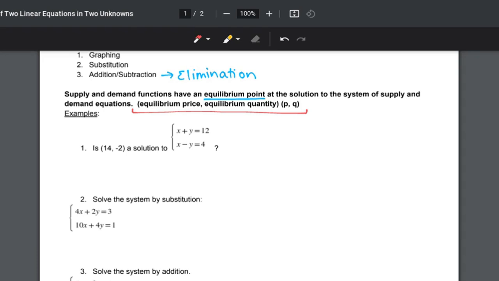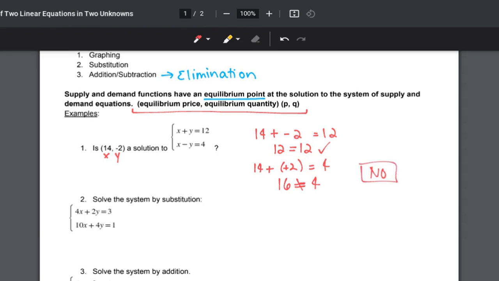All right, so we're going to do number 1. It says, is (14, -2) a solution to this system? So I would plug in 14 for x and make y negative 2. So we've got 14 plus negative 2. Does that actually equal 12? That is true, so 12 does equal 12. And then if we do 14 minus negative 2, does that equal 4? That definitely does not equal 4. That's 16 equals 4, so that is false. So final answer to this one is no, it is not a solution.